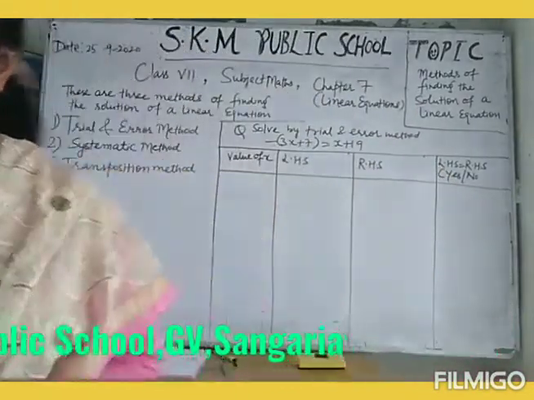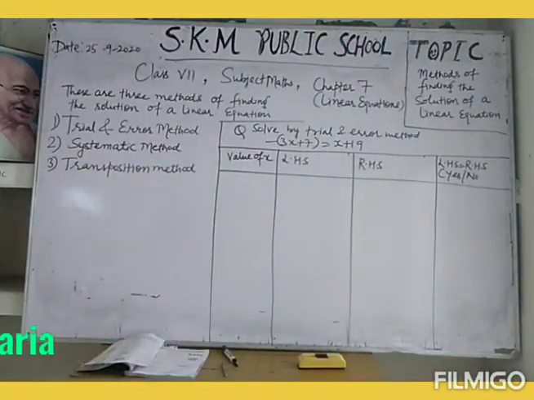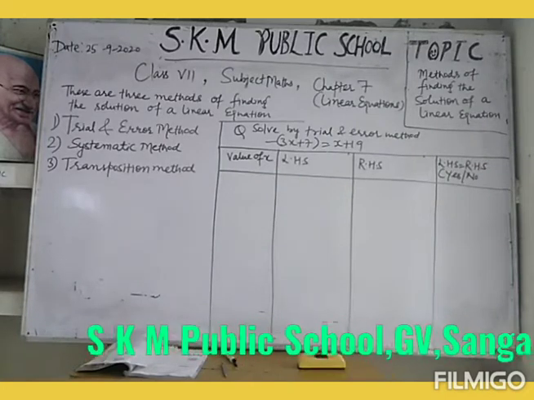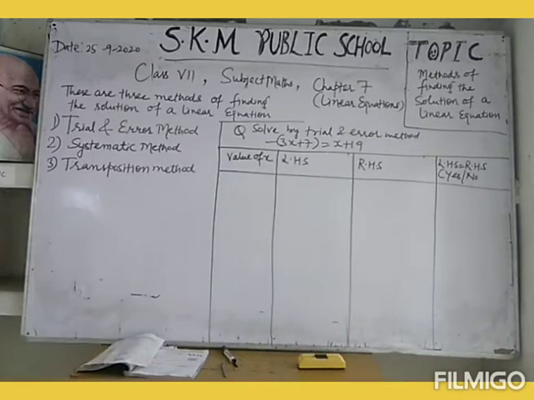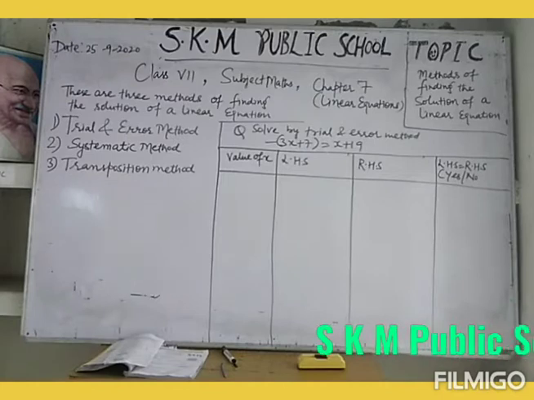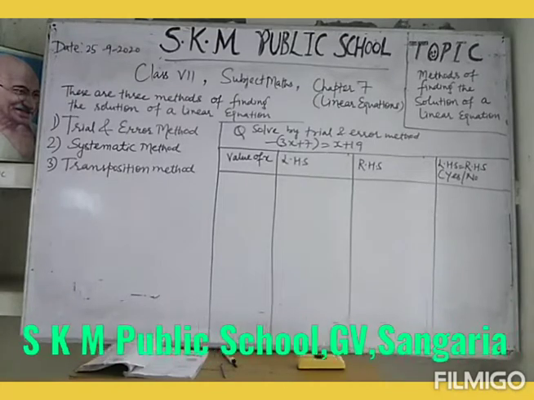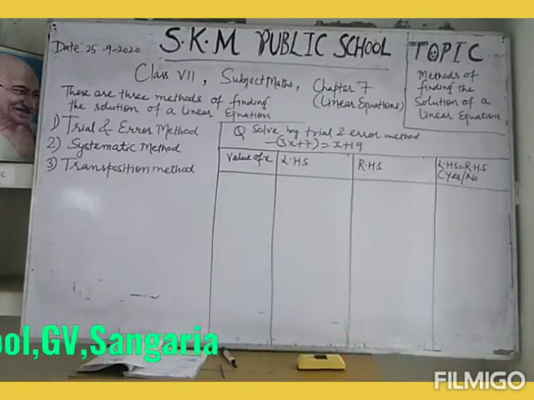In the trial and error method, different values of a variable are substituted in the equation. The process is continued until a value is found which makes both the sides of the equation equal.